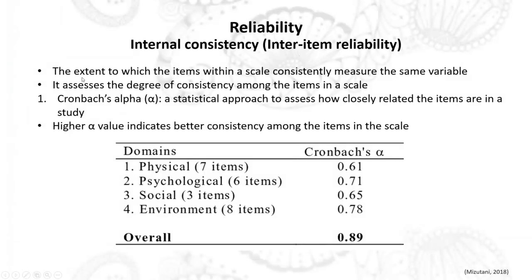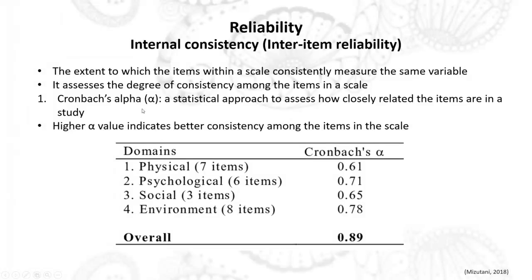So the first point: the extent to which the items within a scale consistently measure the same variable. You see, the items in a scale consistently measure the same variable. It assesses the degree of consistency among the items. We talk about the items, the consistency between items. And then for checking the internal consistency, there are two tests we can do.